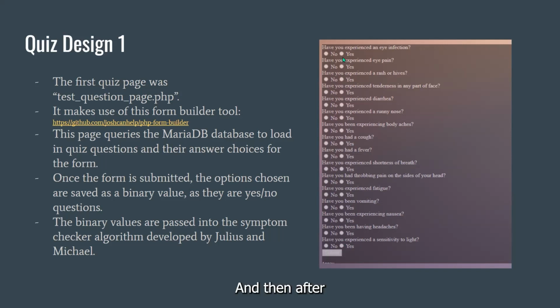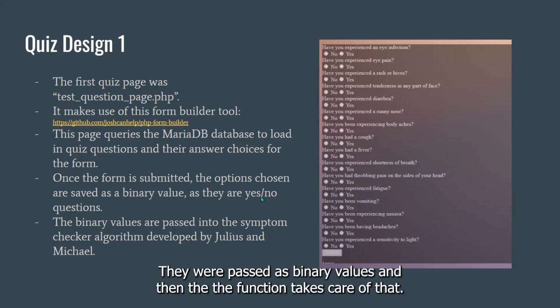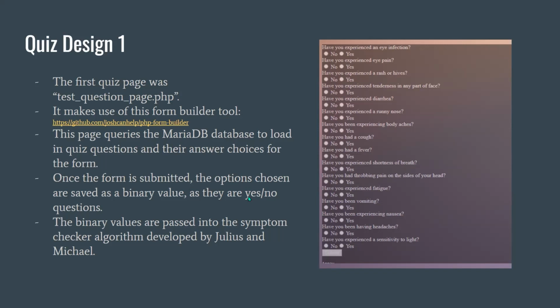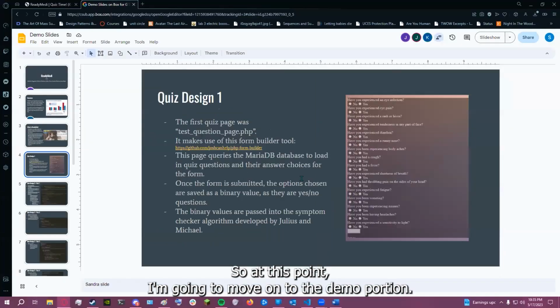And then after you're done, you hit submit, and it outputs the likelihood based on the first algorithm. They are passed as binary values, and then the function takes care of that, but I'll let the backend team talk about their algorithm when it gets to it. Okay, so at this point, I'm going to move on to the demo portion.